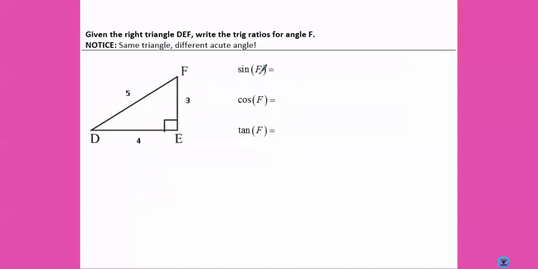What if it asks us for these ratios for angle F? If you notice, this is the same triangle we had before, but we're using a different acute angle. So now we're up here at F. Straight across from it, that makes this the opposite side. Across from the right angle, still the hypotenuse. And that leaves this side to be the adjacent side this time. So sine is opposite over hypotenuse, 4 over 5. Cosine is adjacent over hypotenuse, so 3 over 5. And tangent is opposite over adjacent, which is 4 over 3.